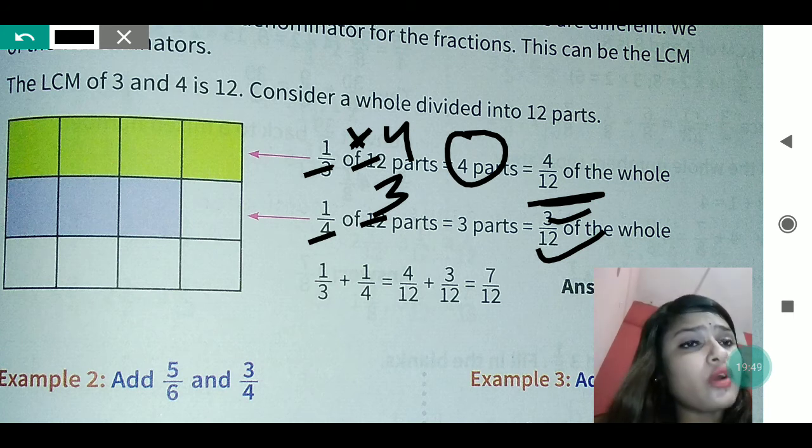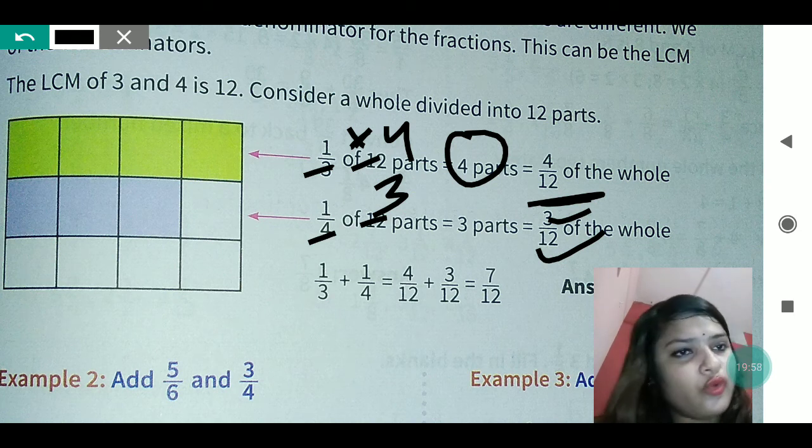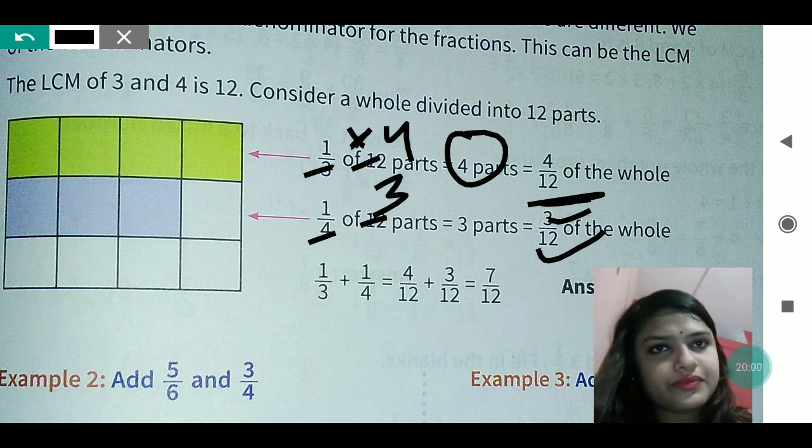Now the common is 4 by 12 and 3 by 12. So the common denominator is 12. Now we can add. We can take the common denominator, that is 12, and we can add up the numerators, that is 4 and 3, that is 7.